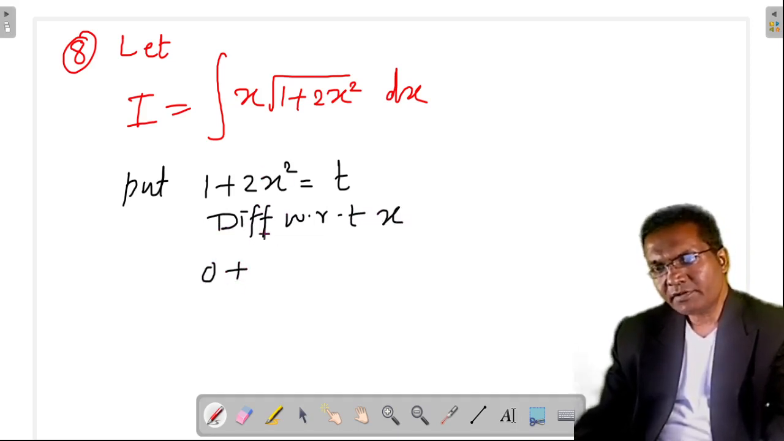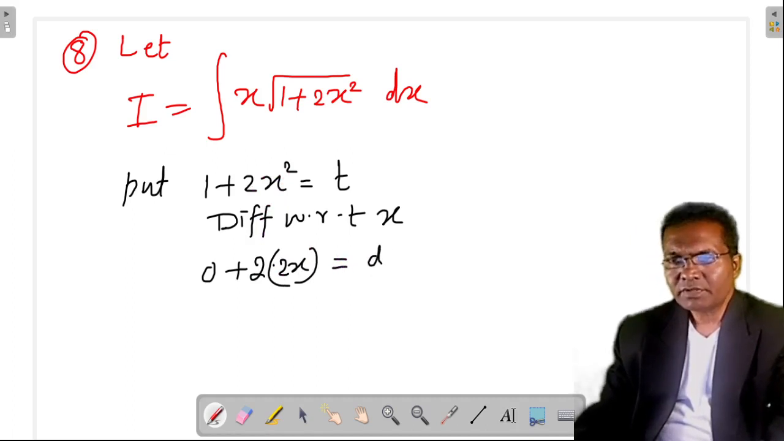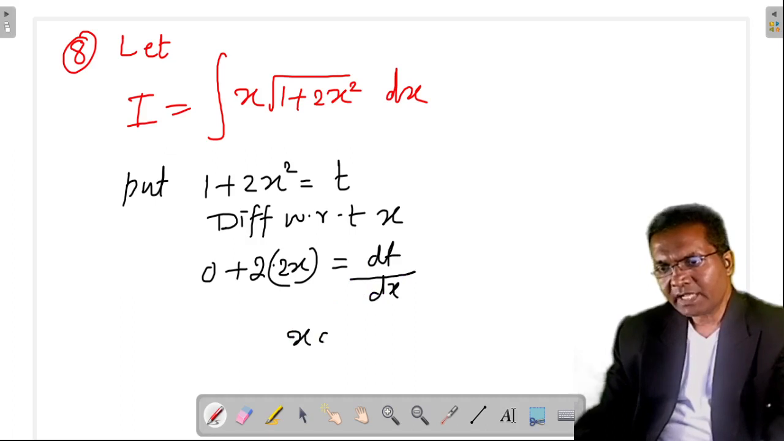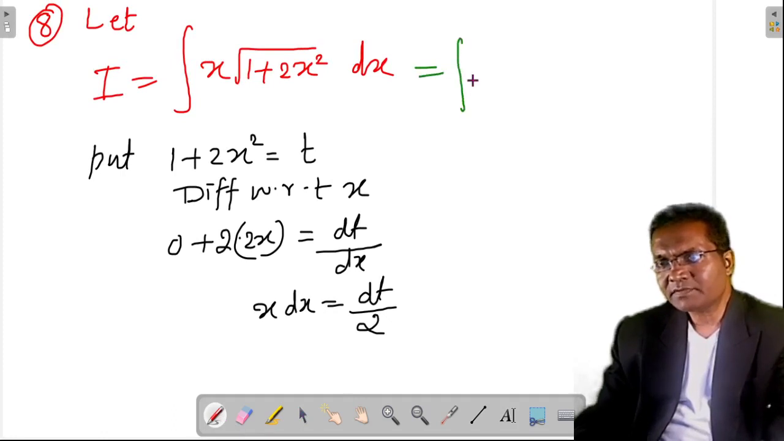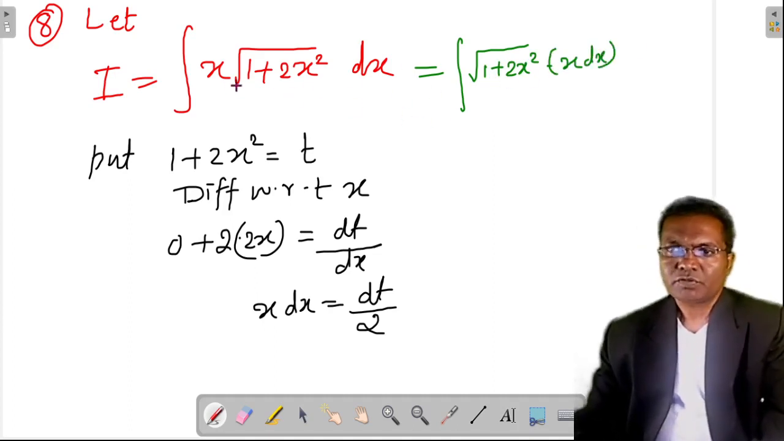0 plus derivative of this. Derivative of x square is 2x. So 2 into 2x equals dt by dx. And from this, x into dx equals dt by 4. Why x dx means, look at this. We have here, this can be written in this form. Better you write down there. Okay. So x dx I have written.